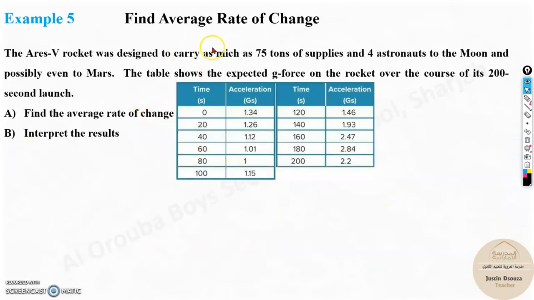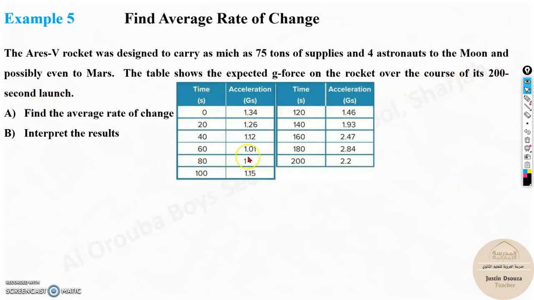This is about finding the average rate. This is important because there are various methods to find the average rate. We will see one by one. The RSV rocket was designed to carry as much as, I'm sorry, this typo error, as much as 75 tons of supplies and 4 astronauts to the moon and possibly even to Mars. The table shows the expected G force on the rocket over the course of a 200 second launch.